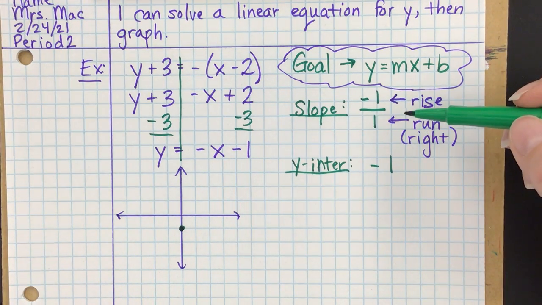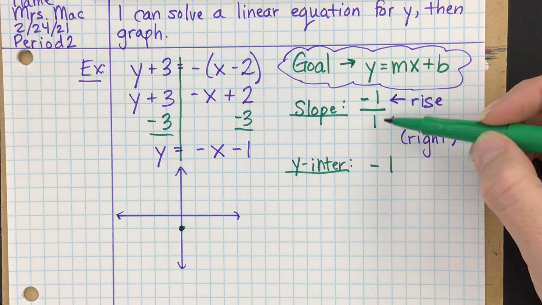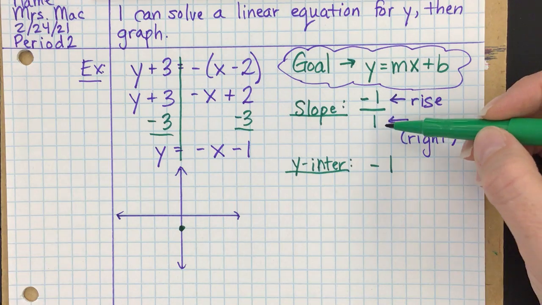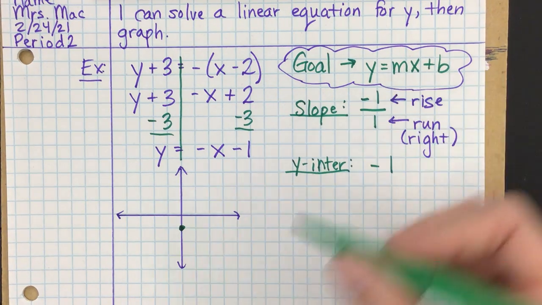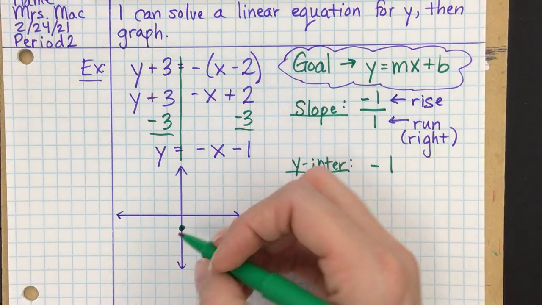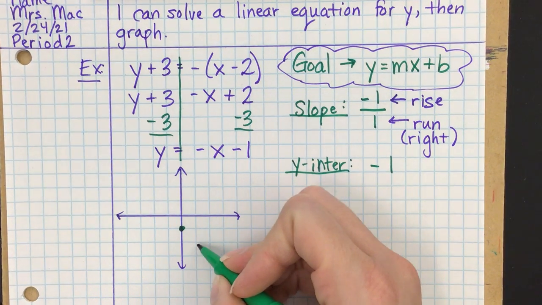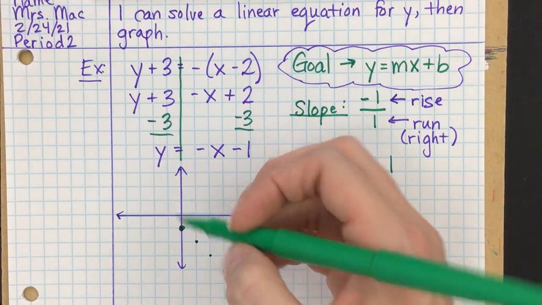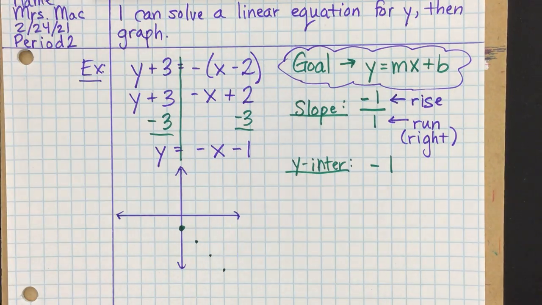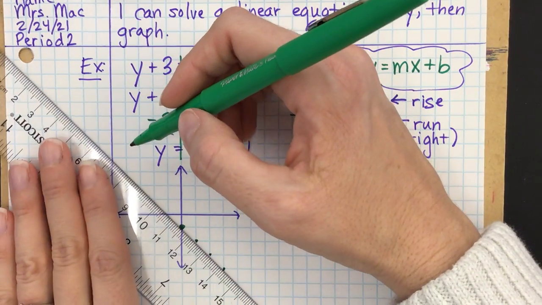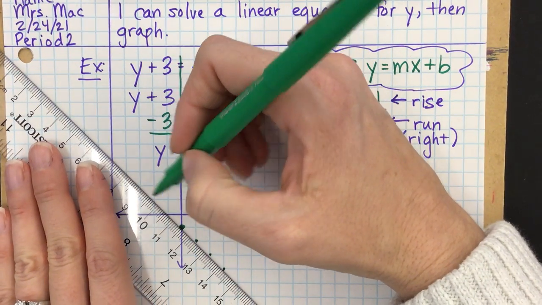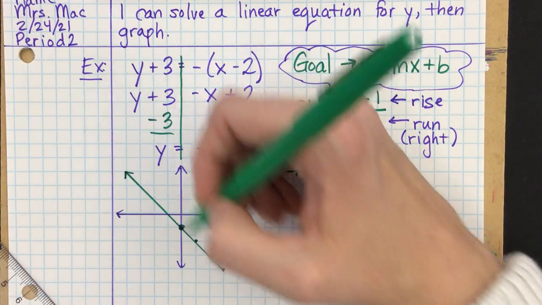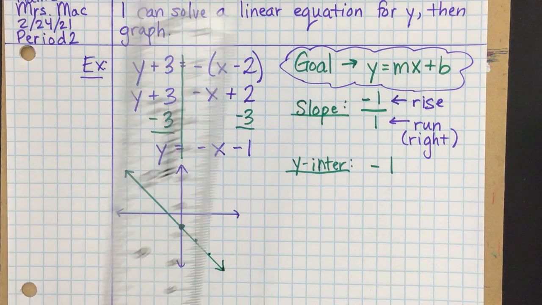Now my slope is -1. And when I write it like this, you can see that you're going to be going down 1 because it's negative and over 1. And you're going to keep repeating that pattern. So my rise is -1, so I'm going to go down 1, over 1, down 1, over 1, down 1, over 1. And I'm just going to repeat that pattern a few times so that I have enough points to create my line. And there it is.